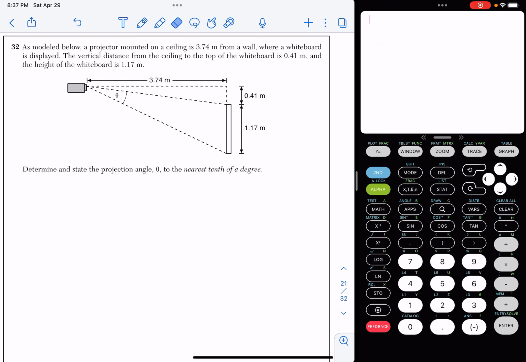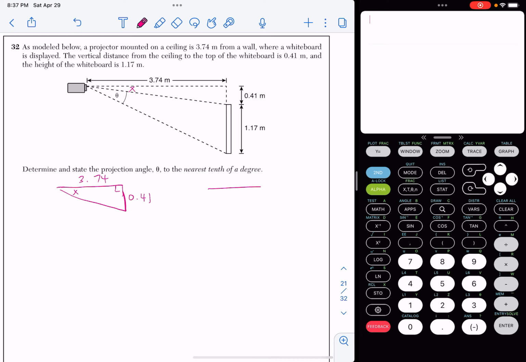So what I'm going to do is separate the two triangles, and I'm just going to draw them separately here. So here's the small one from the top. This is 3.74. This is 0.41. And let's call that angle here x.